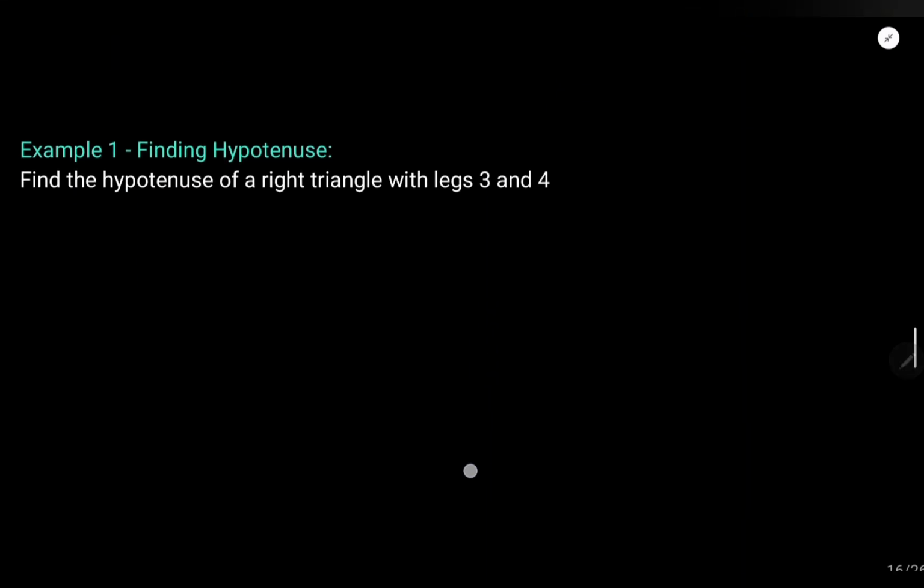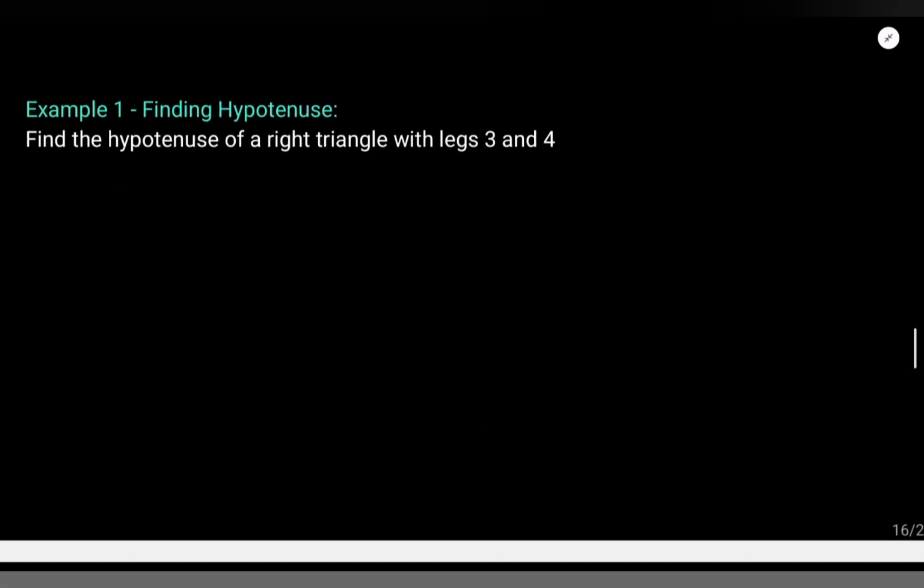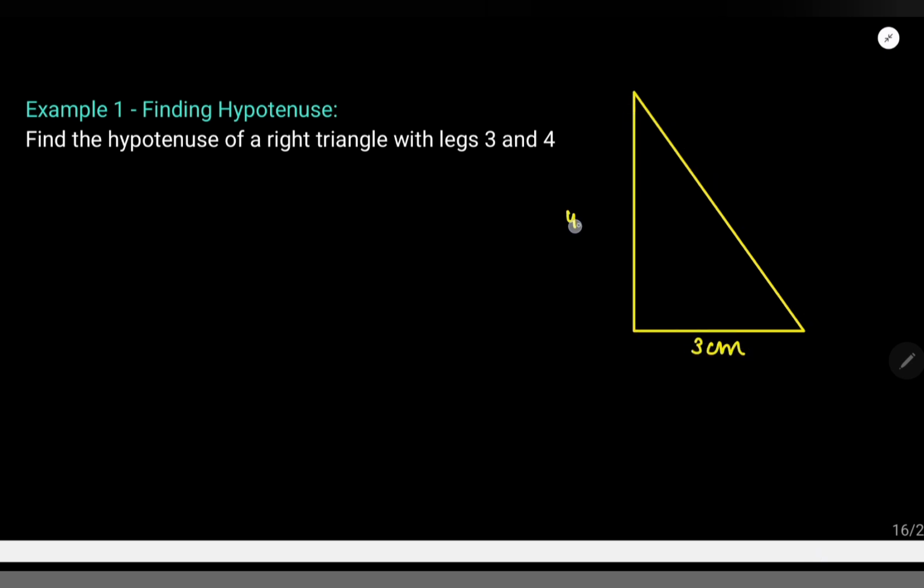So let us see one example. Example number 1. They are saying find the hypotenuse of a right triangle with legs 3 and 4. Okay, I will make a right angle triangle here first, right? So legs 3 centimeter, 4 centimeter. They are asking you to find the hypotenuse. Hypotenuse means the longest side.